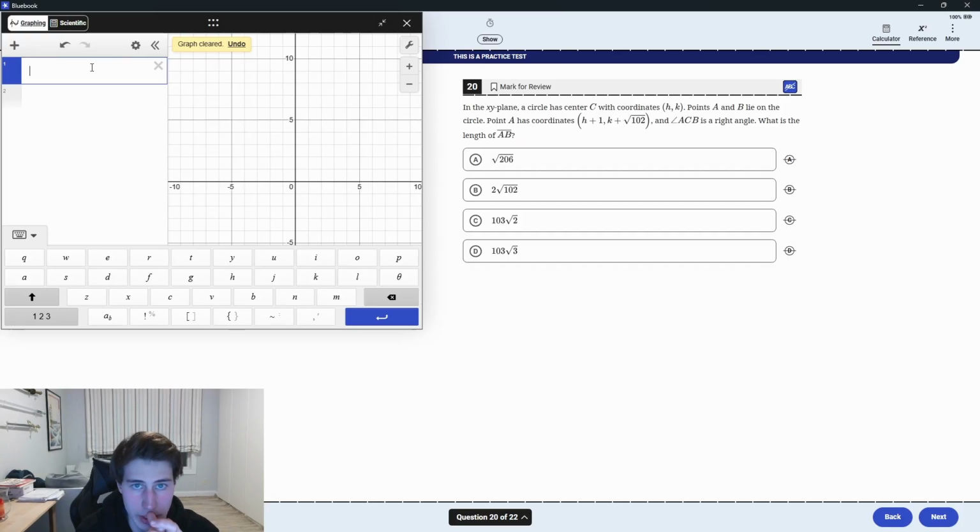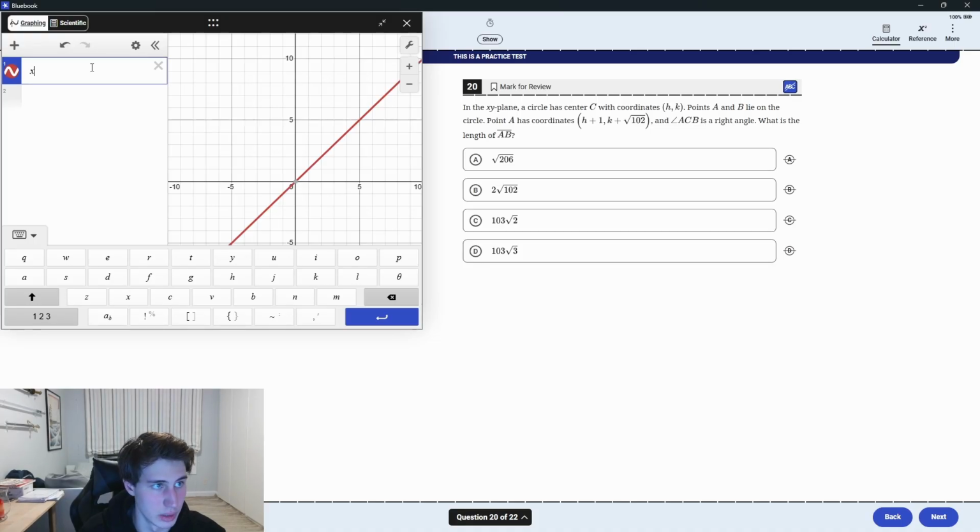Number 20. In the xy plane, a circle has center C with coordinates hk. Points A and B lie on the circle. Point A has coordinates h plus 1, k plus root 2, and ACB is a right angle. What is the length of AB?